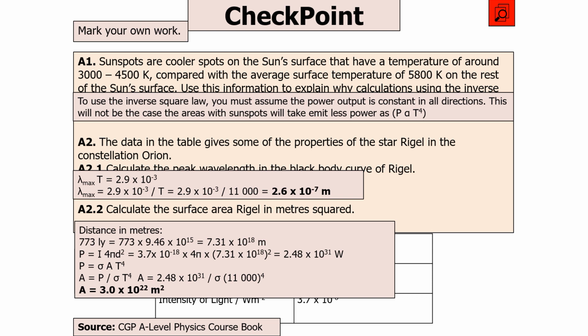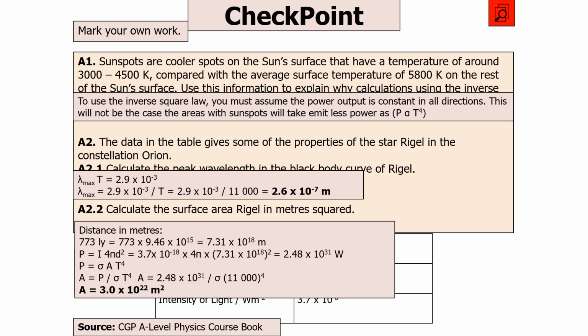A, we can therefore say, is the power or luminosity over sigma T to the 4. However, we've got to be able to work out what this power is first. So we've got to use the inverse square law, and the inverse square law says that the power will be the intensity multiplied by pi r squared, or pi d squared as I've written down there.